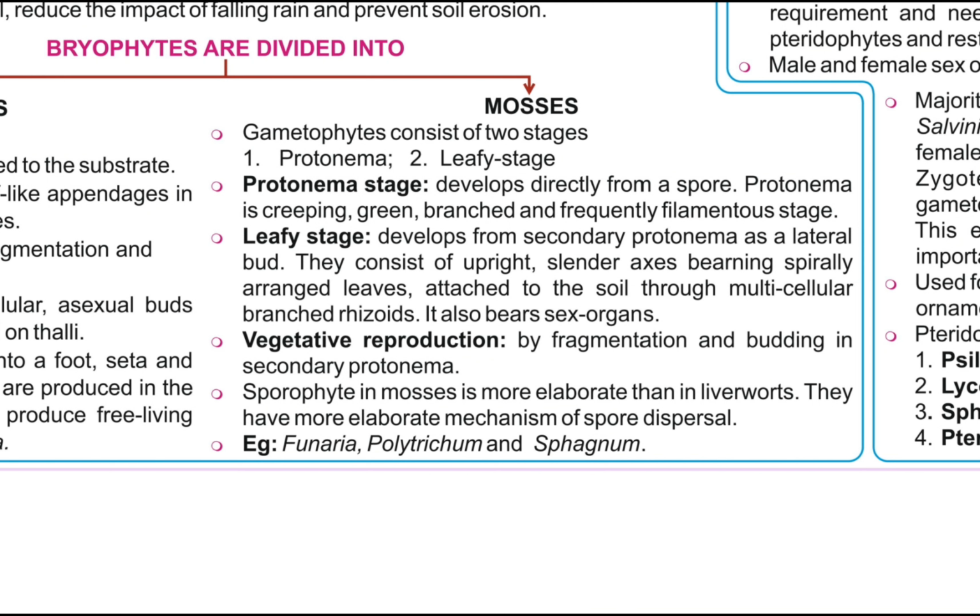The sporophyte in mosses is more elaborate than in liverworts. They have more elaborate mechanisms of spore dispersal. Examples: Funaria, Polytrichum and Sphagnum.